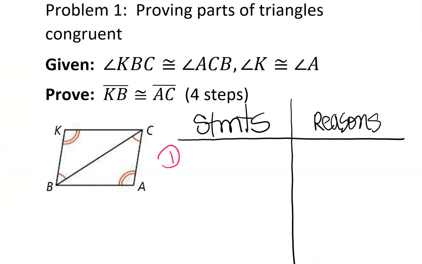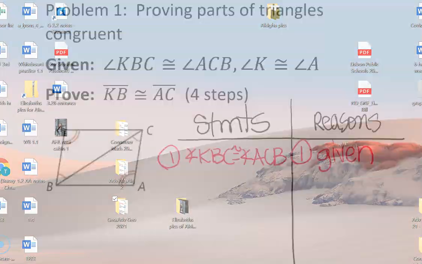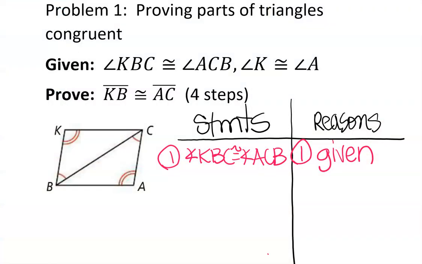Step number 1 is the given, as always. Angle KBC congruent to angle ACB, given. Angle K congruent to angle A is also given.